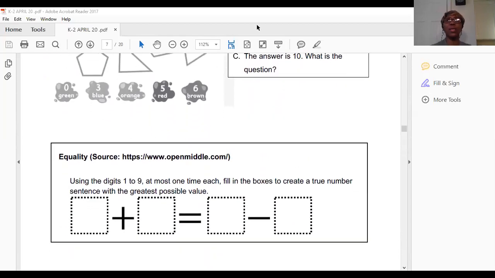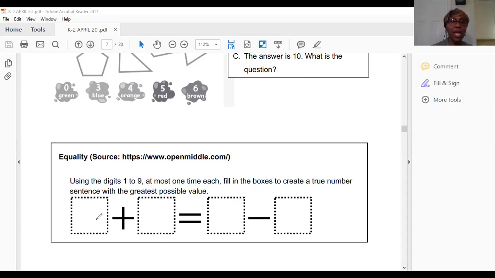Now, this right here might be just a little more complicated because it's asking you to do something. And it's asking you to keep within certain parameters, like 1 to 9. What are the digits between 1 and 9? Let's count. 1, 2, 3, 4, 5, 6, 7, 8, 9. 9, right? So it says you can only use digits 1 to 9 and only one time.